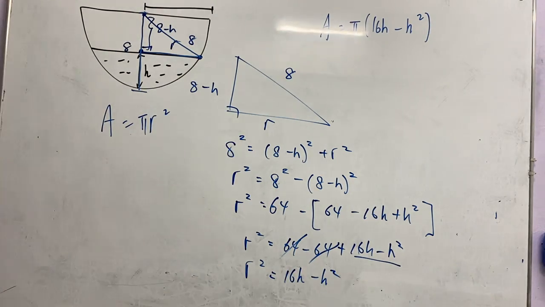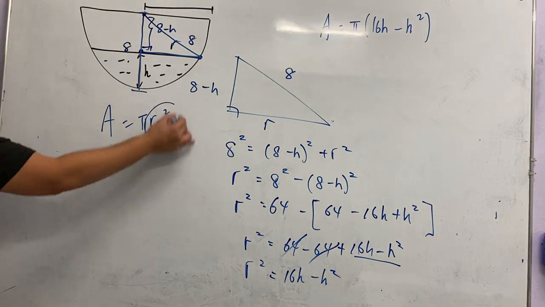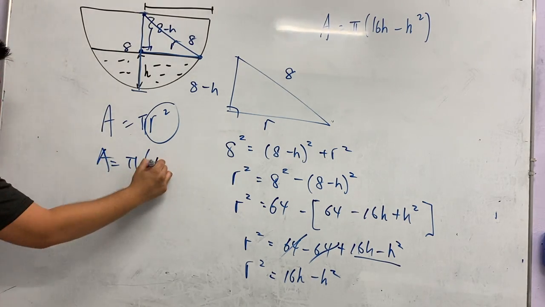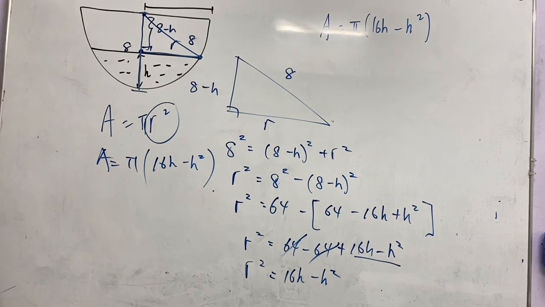Do you need to find r? No, because here it's r squared. Just substitute. So area equals pi, and then substitute in 16H minus H squared.